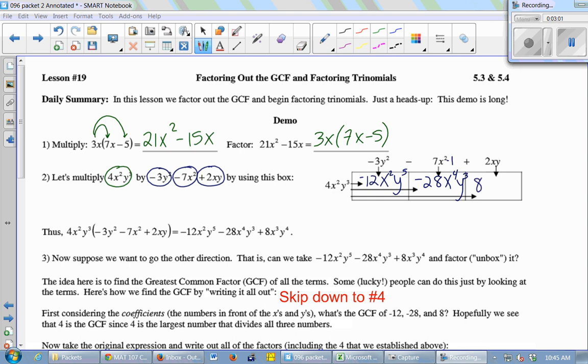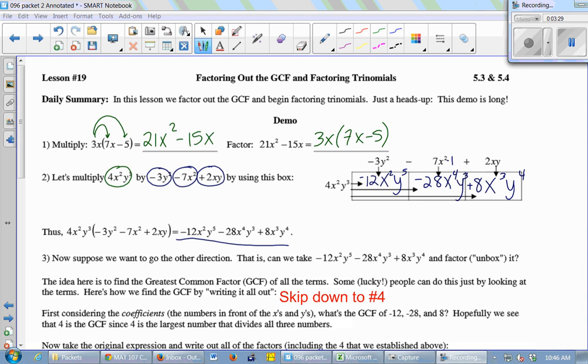4 times 2 is 8. X squared times x is x cubed. And y cubed times y is y to the 4th. And there's a plus sign there. So that means 4x squared y cubed multiplied by this whole thing, negative 3y squared minus 7x squared plus 2xy, gives this result. The things in the boxes are the product. Just add them all up.